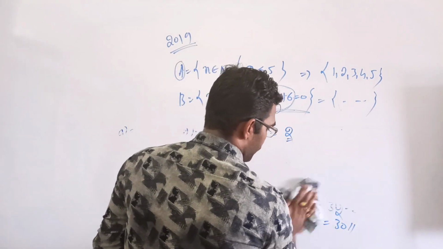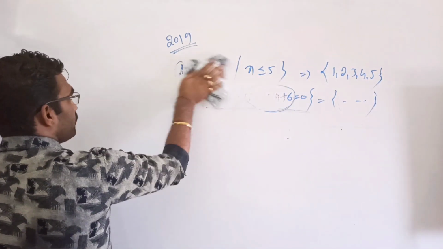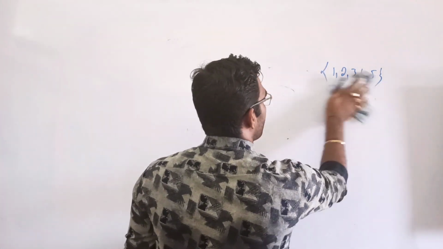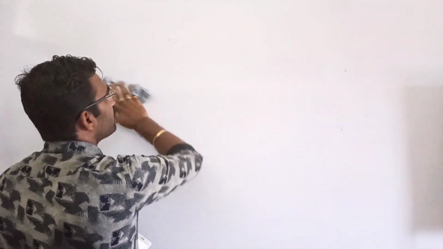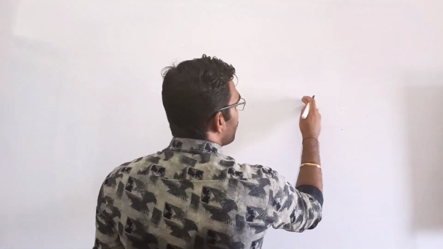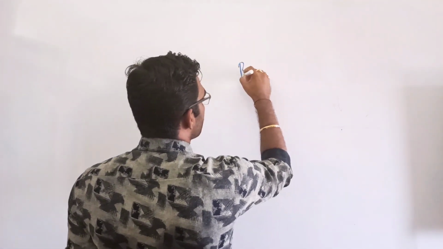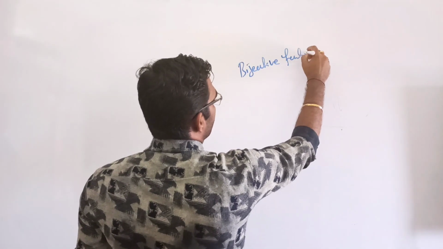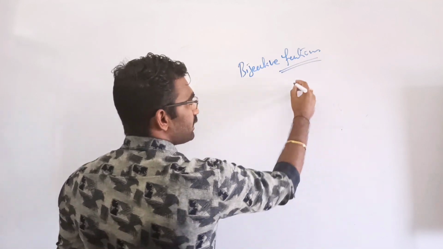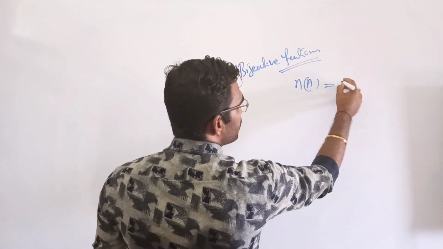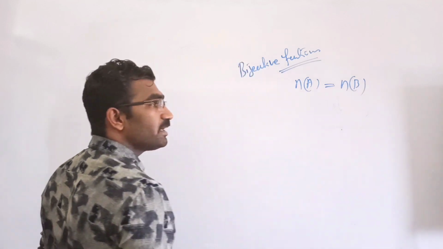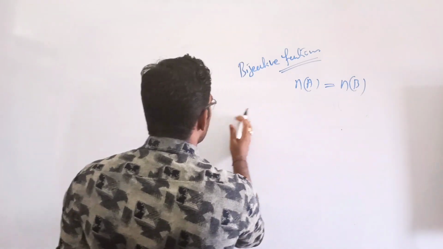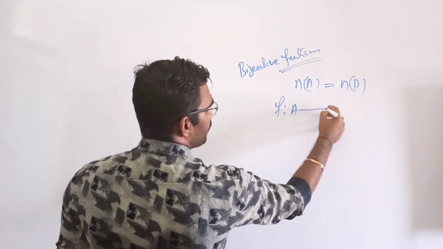Now we are moving to the functions which are bijective. Bijective means the function which is injective as well as surjective, or we can call it the function which is one-one as well as onto. We know the necessary condition for bijective functions is n(A) equals n(B). That is, the domain and codomain must have the same number of elements. That is why I am going to take the function f from A to A.